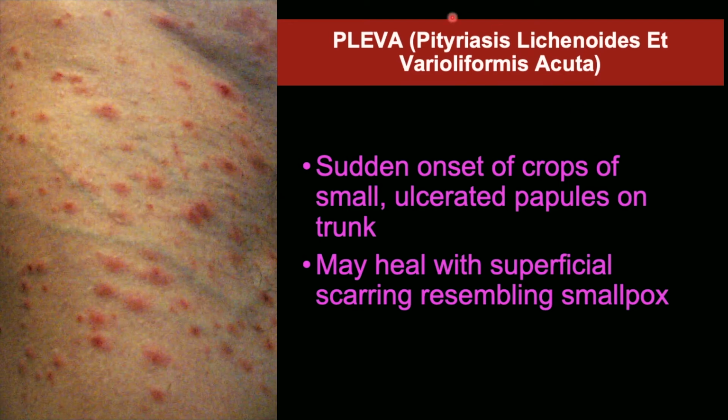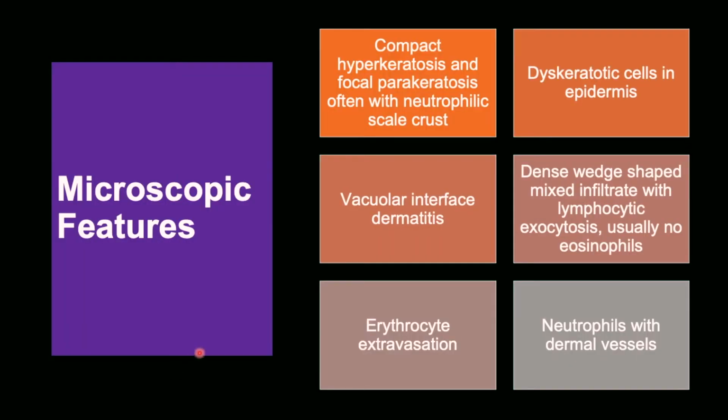The other one, also very commonly tested on the board exams, is PLEVA, and this is an acute form of lichenoid reaction, usually clinically resembling smallpox, because there are ulcerated small papules that happen suddenly on the trunk. On histology, we see the other features that we saw previously.